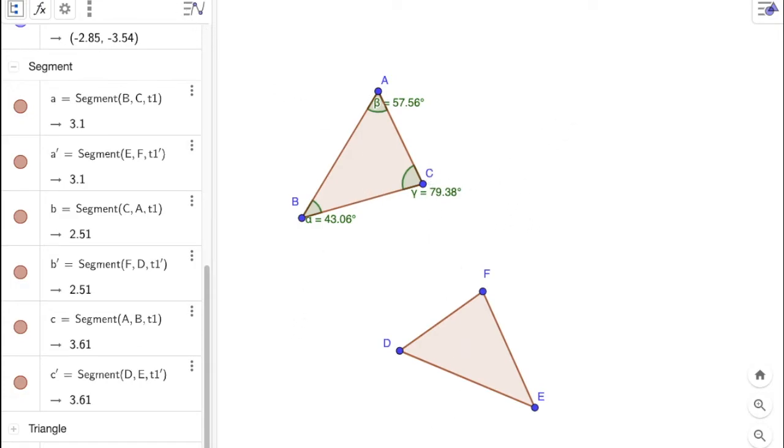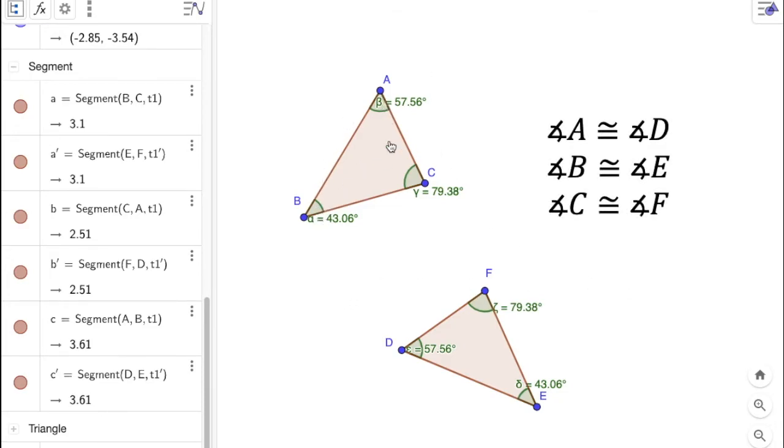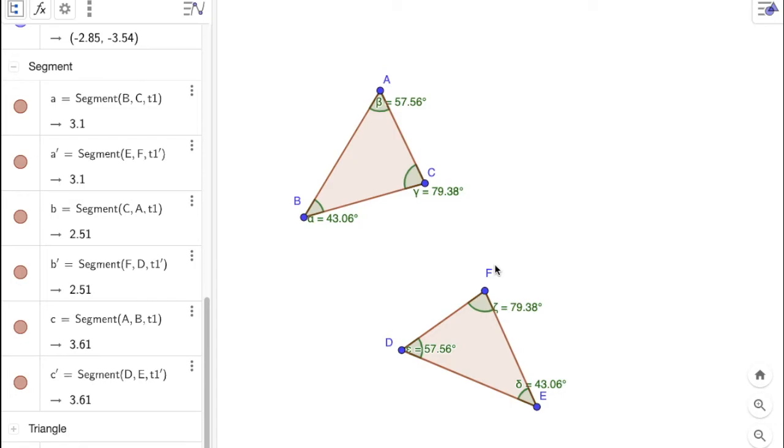So let's take a peek here. Let's create some more angles. 43.06. All right, let's take a look at those angles loud and clear. We had 79.38, very good, 57.56, and 43.06. All of our corresponding angles match. So the angles that correspond, A to D, B to E, C to F, all of those angles are congruent. So when you look at these two triangles, all of the segments that correspond are congruent to each other. All of the angles that correspond to each other are congruent to each other. The resulting polygons are also congruent.